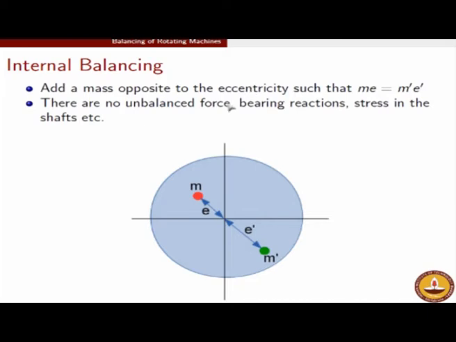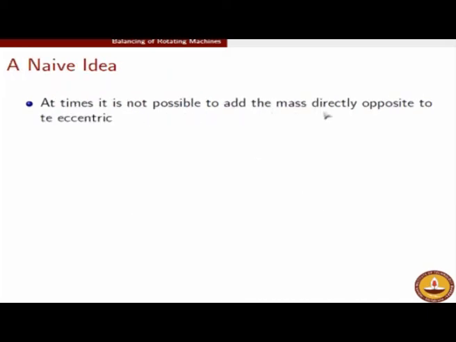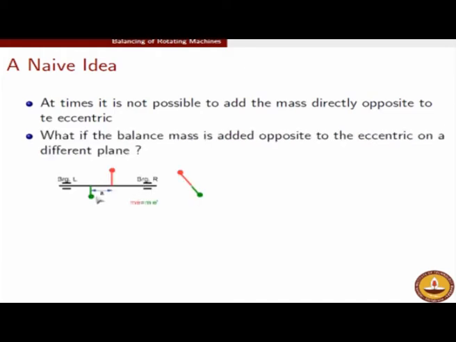So in that case, what do you do? At times it is not possible to add mass directly opposite to the eccentric. It is just a practical problem that it is not accessible to you and you are not allowed to put the mass. So a naive idea could be that, well, if it is not accessible, put another mass with the same idea, but maybe at a slightly offset distance.